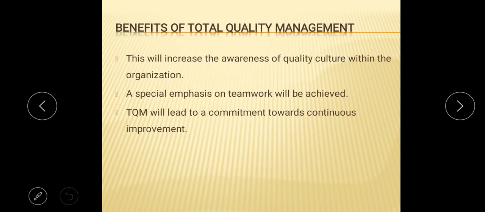Next, coming to the benefits of total quality management, the benefits arising from the implementation of total quality management in an organization are these: it will increase the awareness of quality culture within the organization. A special emphasis on teamwork will be achieved, and TQM will lead to commitment towards continuous improvement.